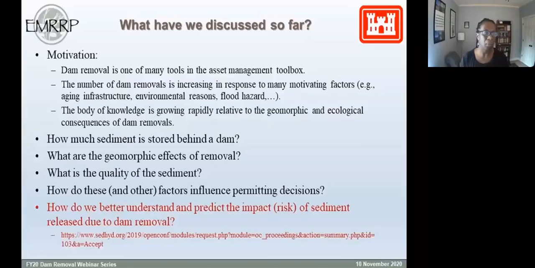And today, what I'm going to do is extend that conversation with a discussion of how we better understand and predict the impact or risk of sediment release due to dam removal. I should mention that there is a paper that we wrote for the SIDHEIT conference last year that describes some of our understanding up to that point. Most of what I talk about today, if you'd like to investigate further, you can find in that SIDHEIT paper.